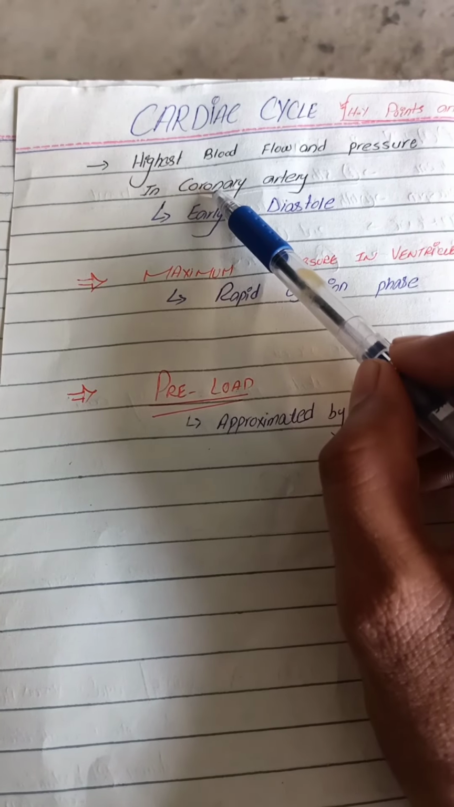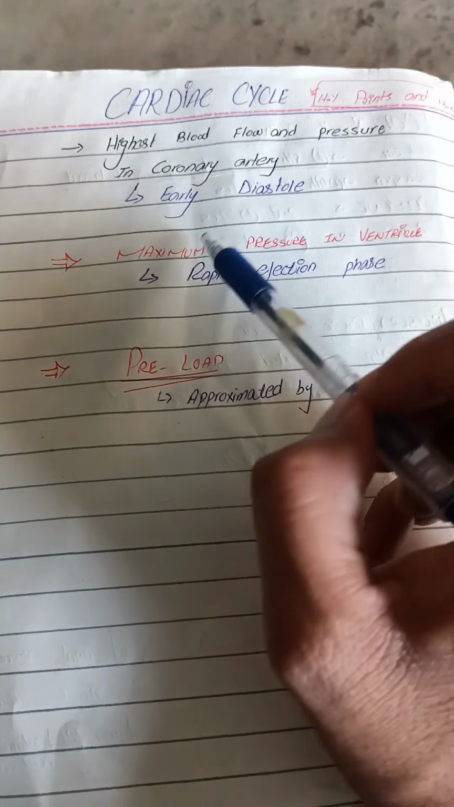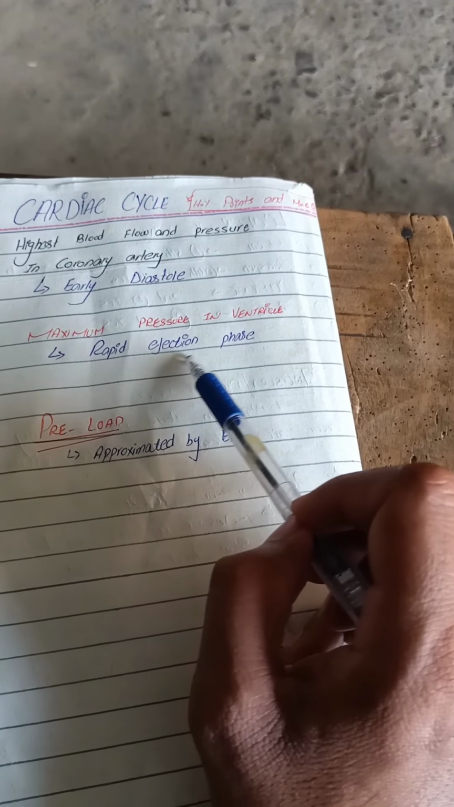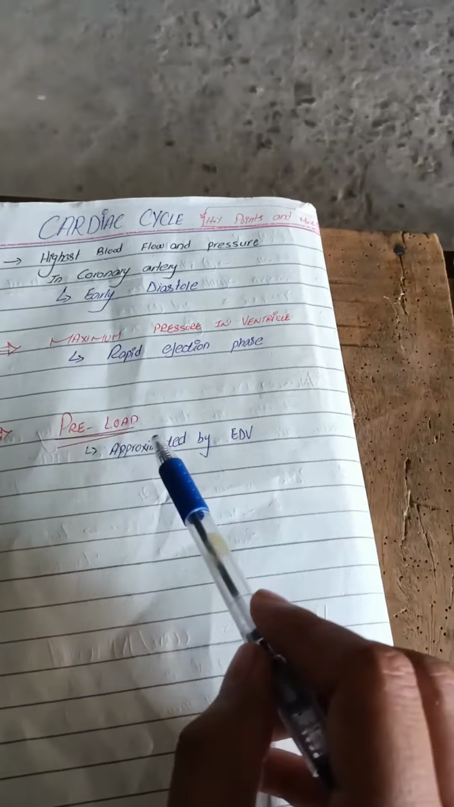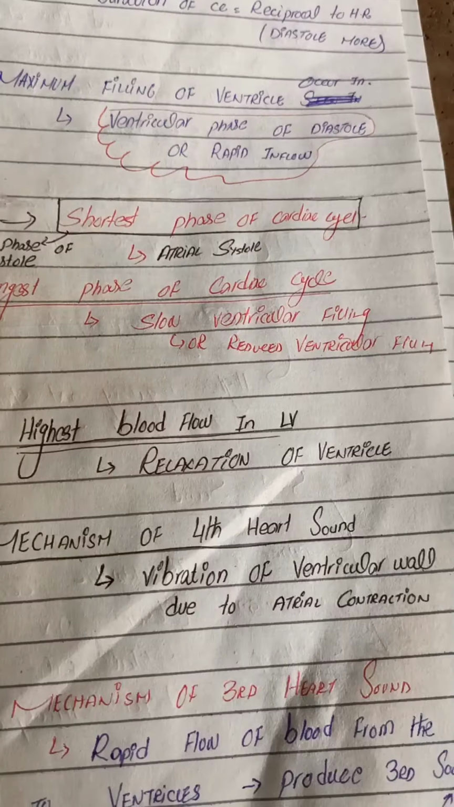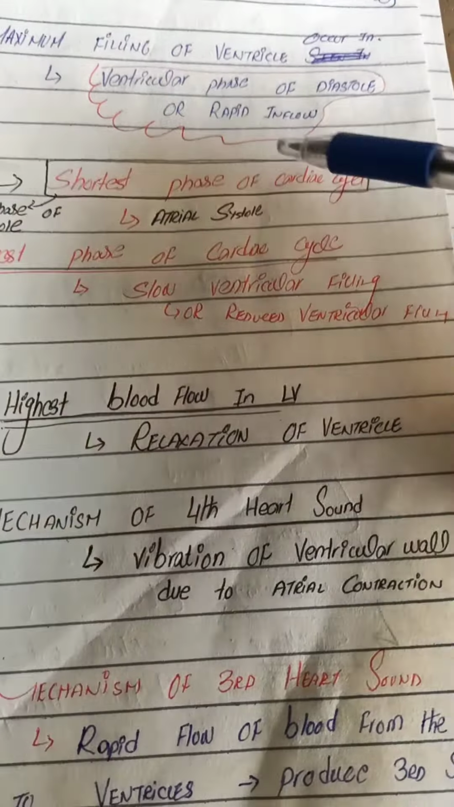Highest blood flow in the coronary artery is in early diastole. Maximum pressure in the ventricle takes place in the rapid ejection phase of the cardiac cycle. Preload is approximated by end diastolic volume. So what is the shortest phase of the cardiac cycle? Basically, the atrial systole. It is the last phase of diastole.